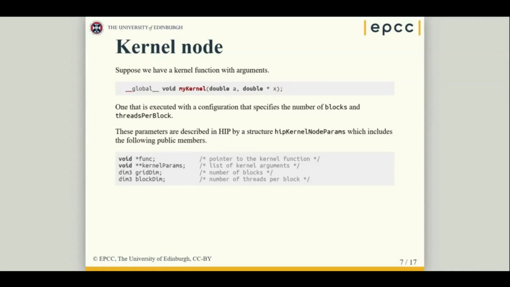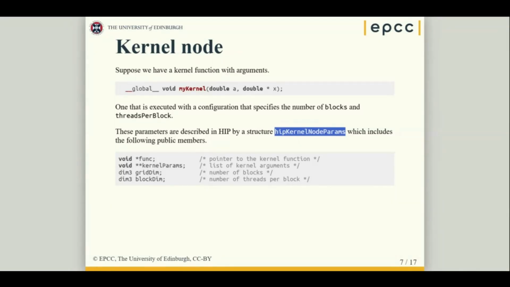Okay, now we will see how to define a kernel node. I have this kernel called my kernel, with these arguments: A, X, double. I also execute it with the number of blocks and threads per block when I instantiate it. So this is defined. To define the graph, I will have a structure called hipKernelNodeParams.